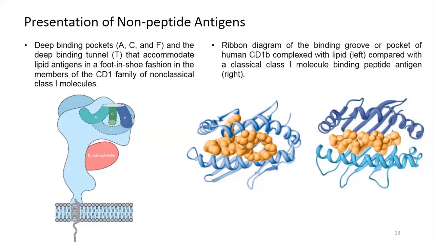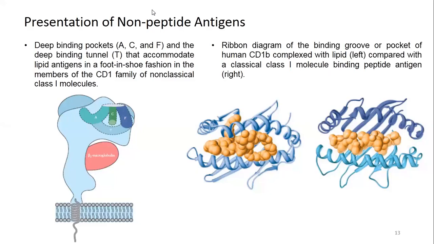Some of these pockets correspond roughly with the antigen binding pocket in classical MHC class 1 and allow antigen access to a deep groove through a narrow opening. So as we see here, the antigen comes into here as depicted by this peak. Actually, this is a ribbon diagram of the binding groove or pocket of human CD1B in complex with lipid. Compare this to the class 1 MHC molecule binding peptide antigen.